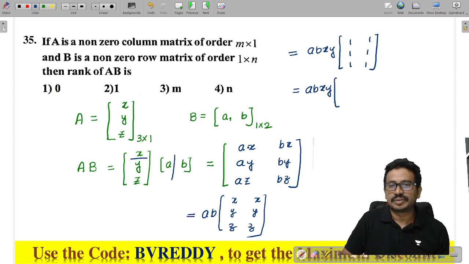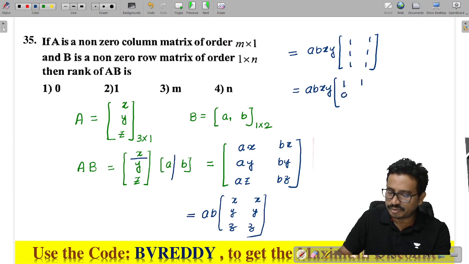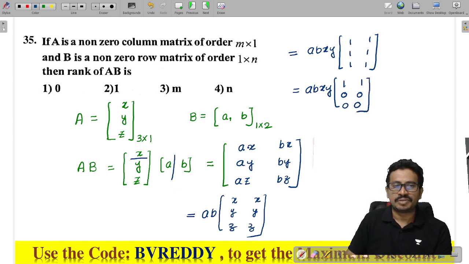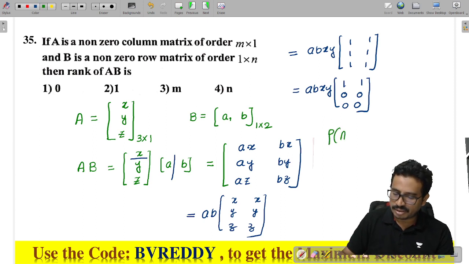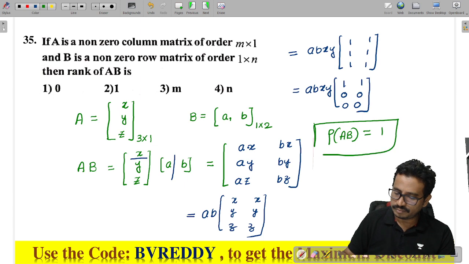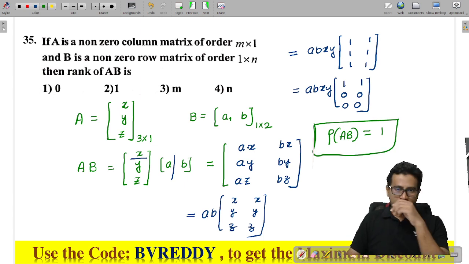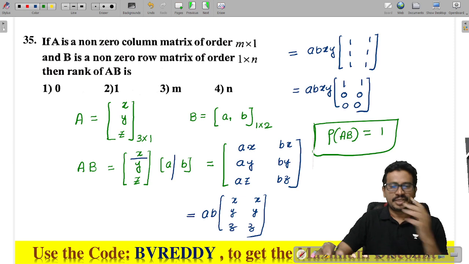And you can see now we can apply the row operations. It becomes 1, 1, 0, 0, 0, 0. Like this will happen or not? Tell me the number of non-zero rows. Sorry, only 1 non-zero row is there. So the rank of the matrix AB is equal to 1. Done.